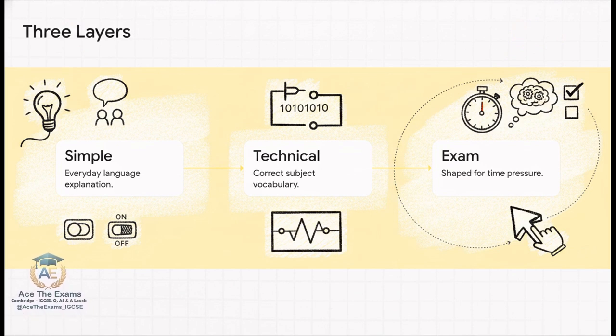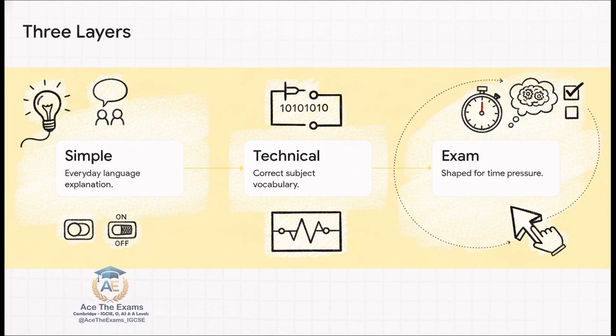First, there's the simple explanation. This uses everyday language so you conceptually grasp it. For example, computers only understand on and off. Great, that's layer 1. Second is the technical explanation. This is where you bring in the correct, rigorous subject vocabulary. So on and off becomes discrete voltage levels and logic circuits.